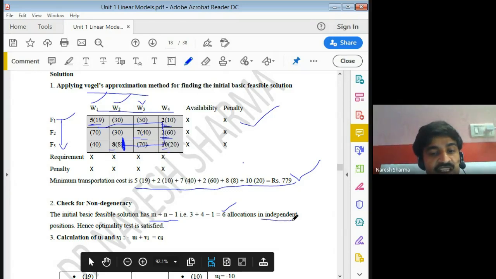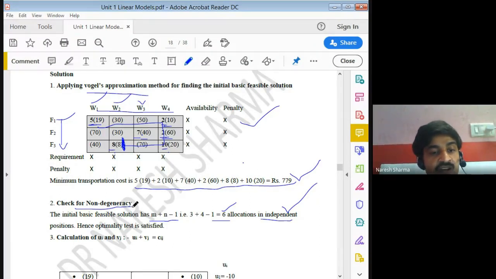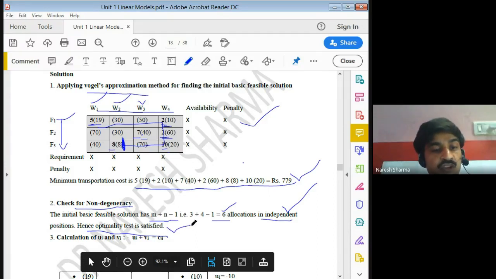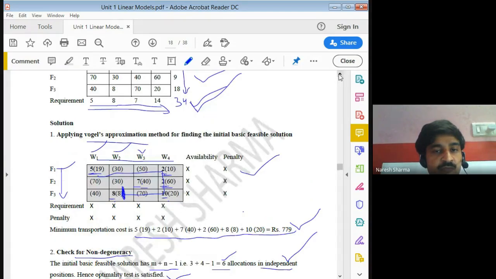So both conditions are satisfied: the number of allocations is equal to m plus n minus 1, and it is independent also. So we say it is no degeneracy case. If no degeneracy is present, then we say the optimality test is satisfied. That means we can get the optimal solution by using the MODI method. Now we can see the further algorithm of the MODI method.